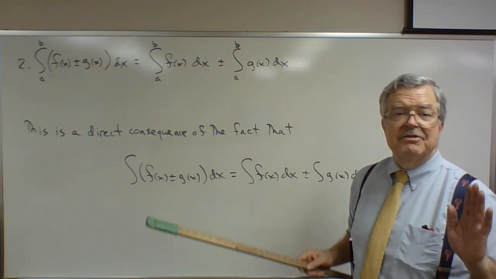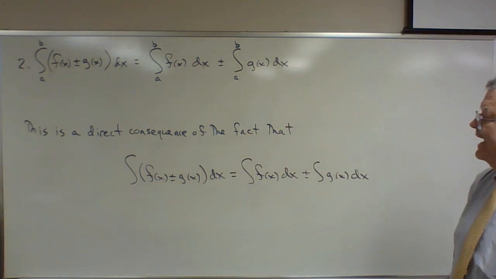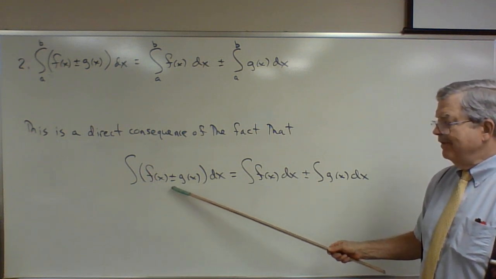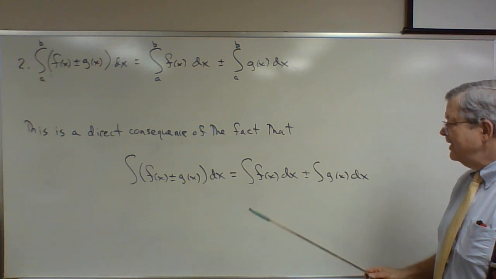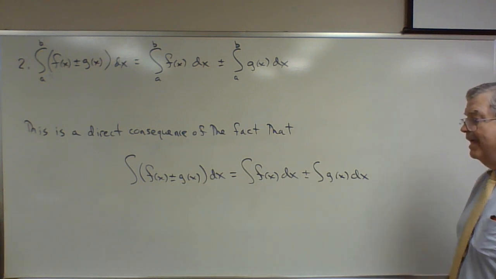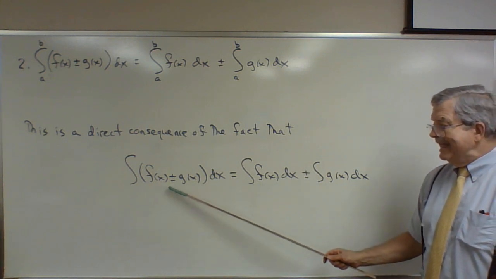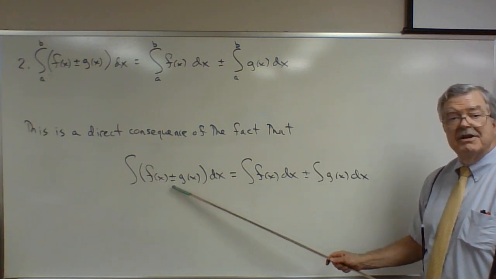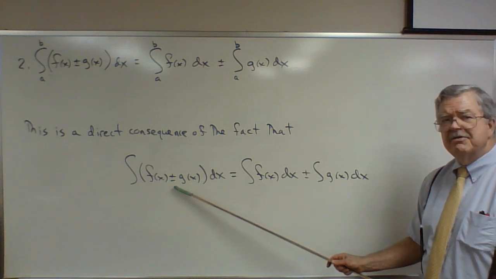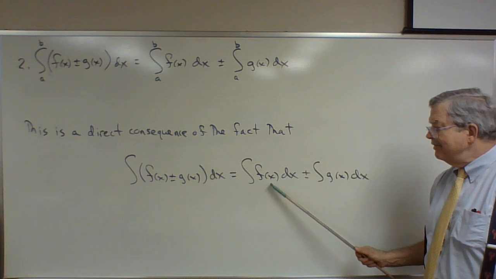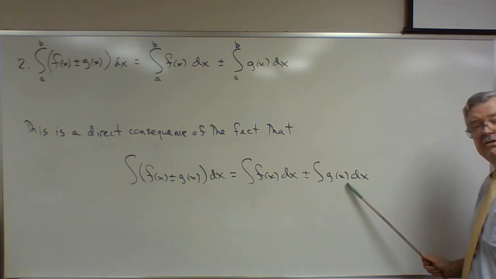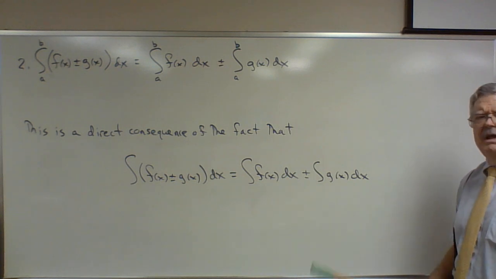And this is just a direct consequence of the fact that the antiderivative of the sum or difference of terms is the sum or difference of the two antiderivatives. In other words, if we have the antiderivative of a sum or difference, we just compute the antiderivative term by term. Compute the antiderivative of this term, compute the antiderivative of that term, and so forth, and just add them all up when we're done.